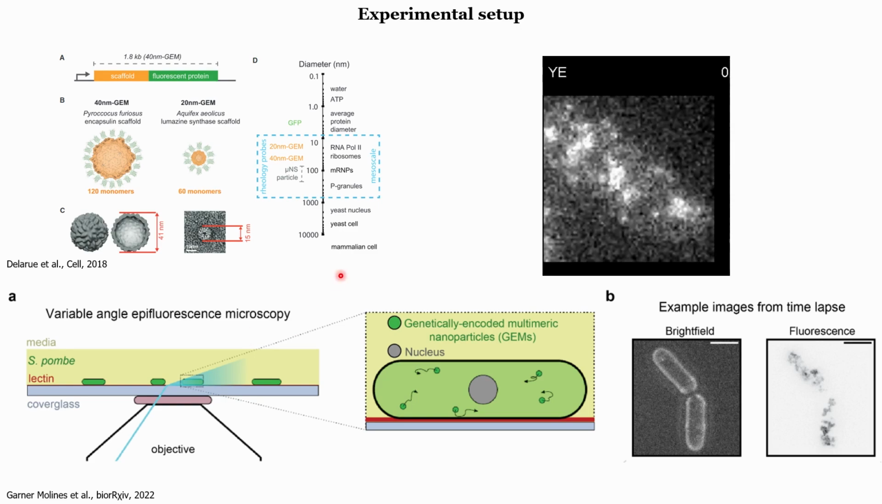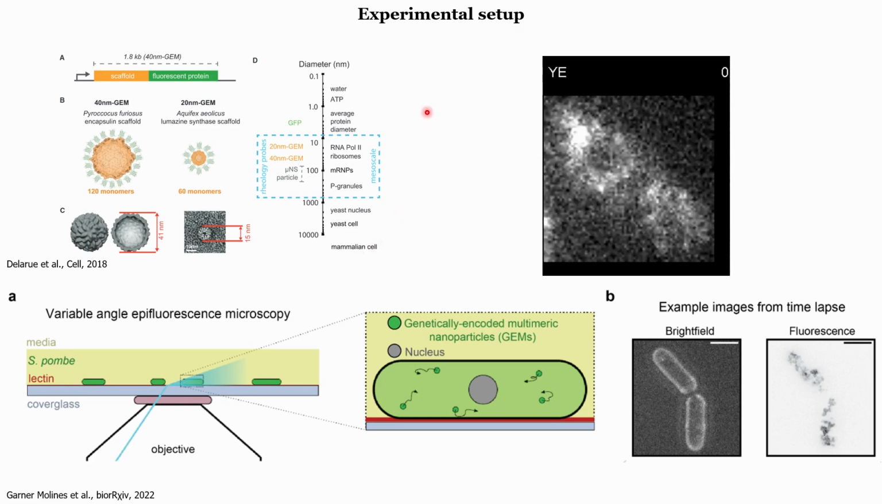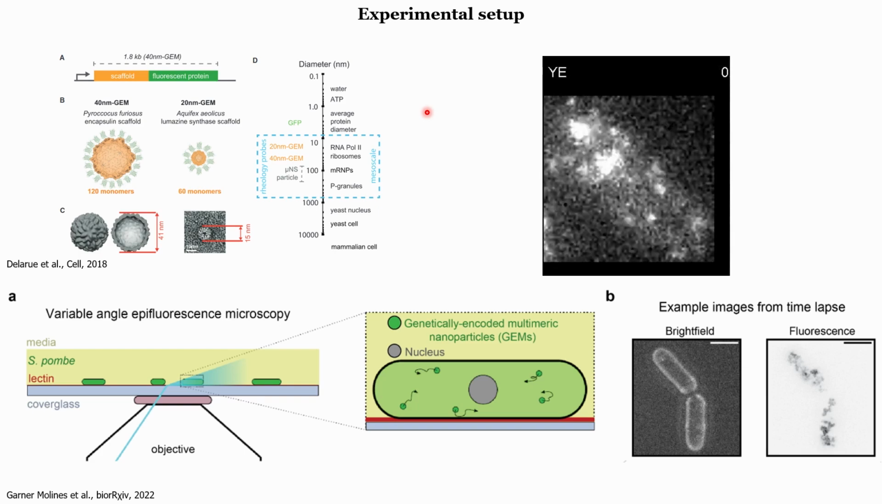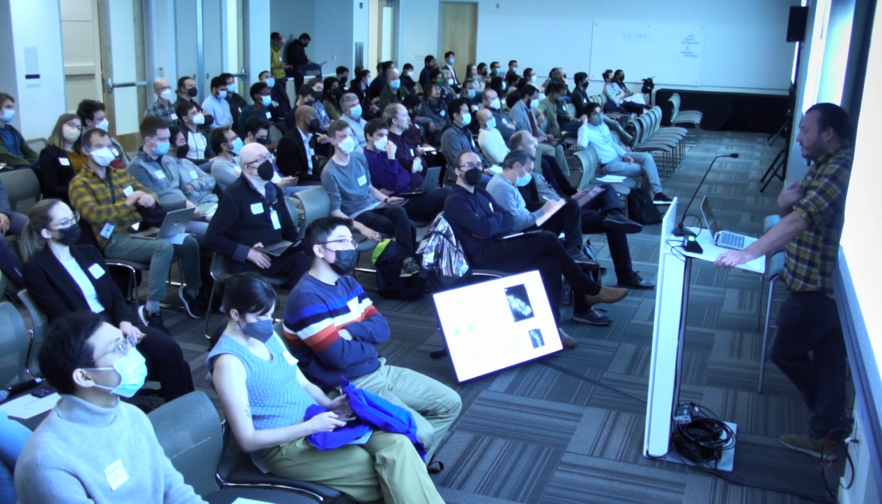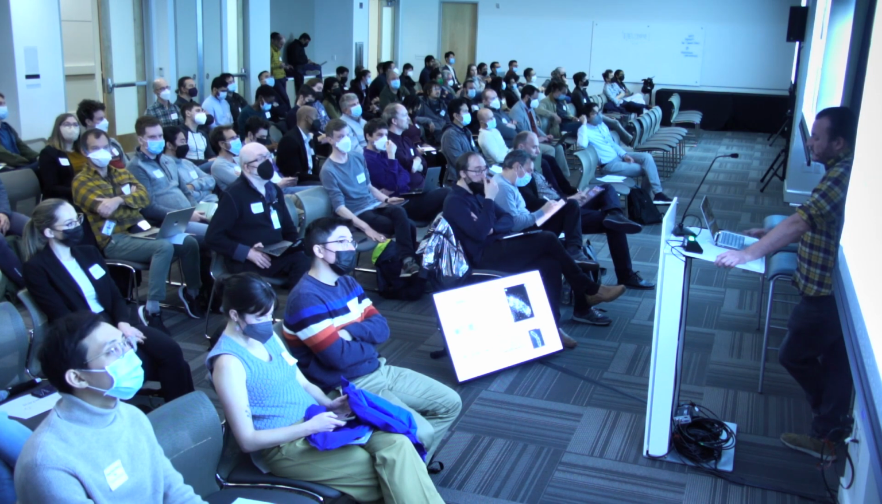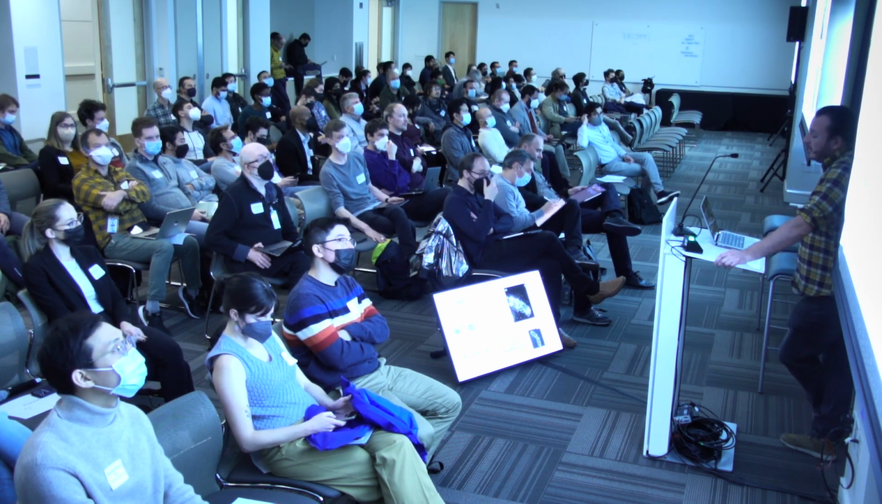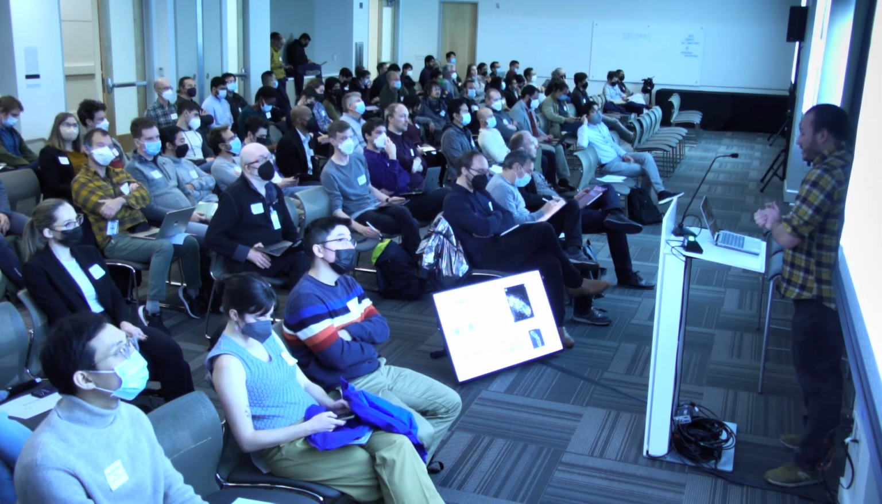Here is a video to show you what it looks like when you express them at a relatively high level. You have a bunch of particles in your cell, and you can easily track them and measure their diffusion rate. For the work I'm talking about today, we express them a little lower than that to have very good accuracy in our tracking of the particles.